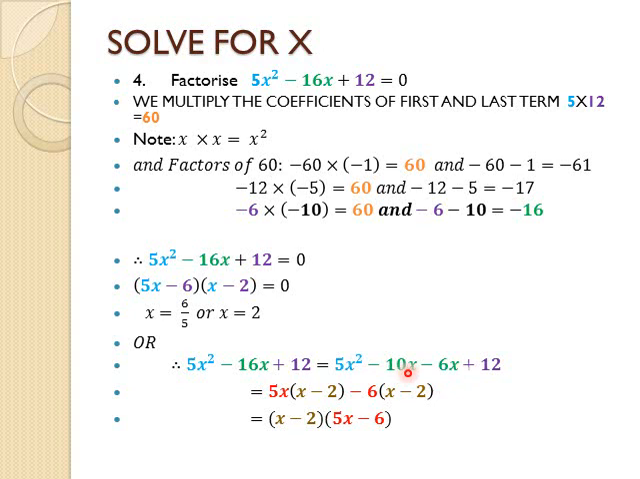So for 5x squared and minus 10x, if I take common factor there, it would be 5x. 5x squared divided by 5x gives me x. Negative 10x divided by 5x would give me negative 2. For these two, if I take out negative 6 as a common factor, negative 6x divided by negative 6 gives me x. 12 divided by negative 6 would give me negative 2. Now x minus 2 and x minus 2 is a common factor, so I take that out, and I'm left with 5x minus 6. So you see there, that and that is the same, so my answer would then be the same.